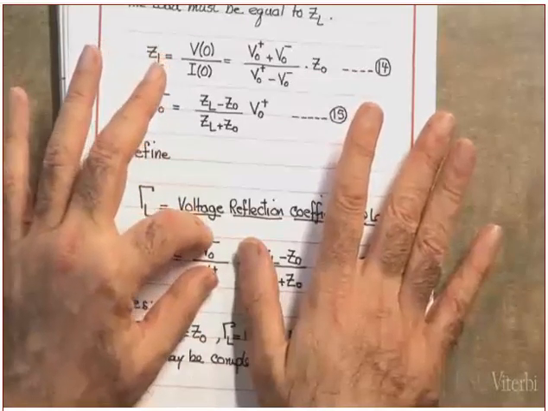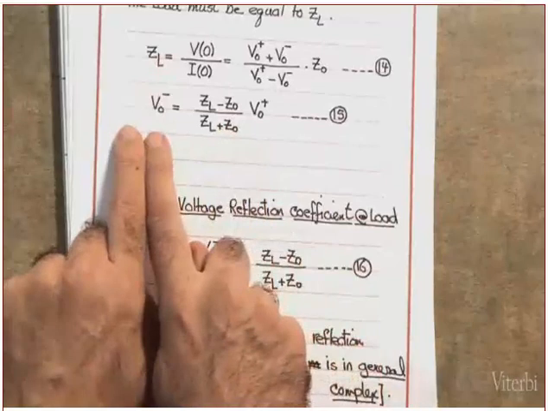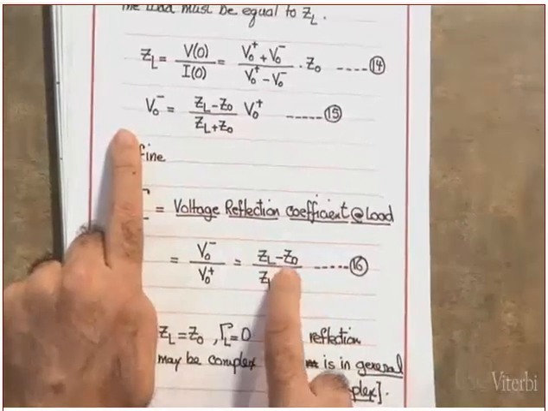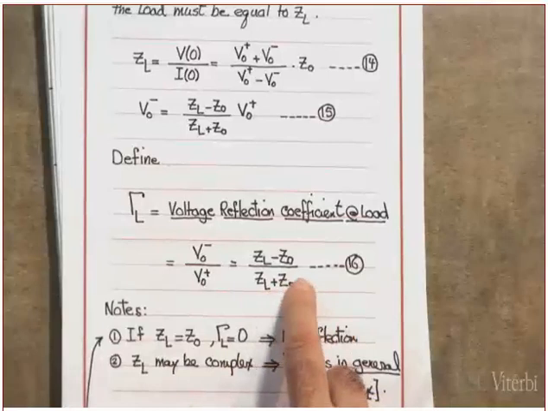Now, which one is the useful definition? It's this one. So from here, I divide by what? V0 plus, I get what? ZL minus Z0 divided by what? ZL plus Z0.